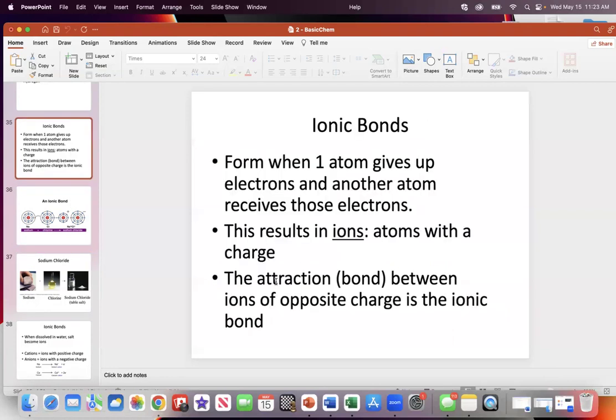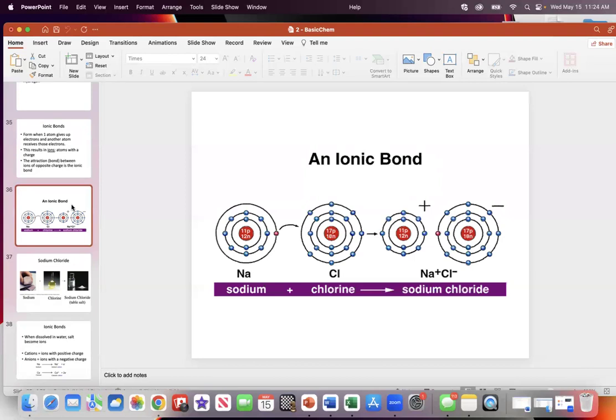Say sodium ion has positive charge, and chloride has negative charge. And these differently charged ions will attract each other. So that's when they start to form the ionic bond. Okay, so let's look at sodium chloride.